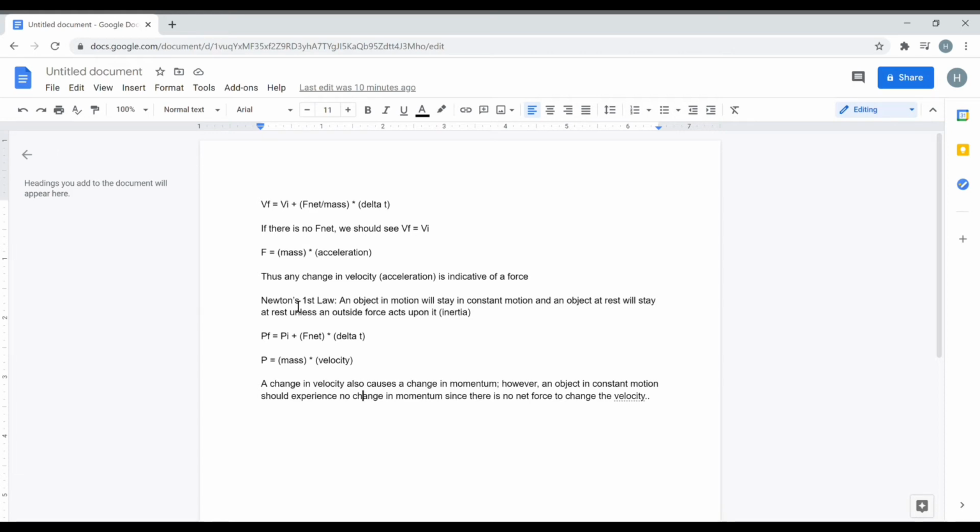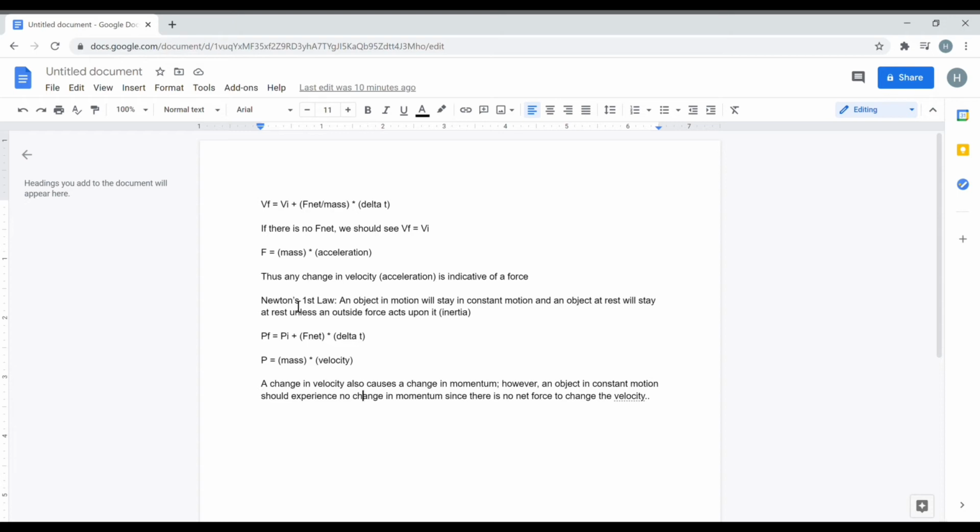Newton's first law states that an object in motion will stay in constant motion and an object at rest will stay at rest unless an outside force acts upon it. This is known as inertia. Through Newton's first law, we can see that because this object stays in constant motion, there is no force acting upon it. Finally, we can also represent this with momentum.